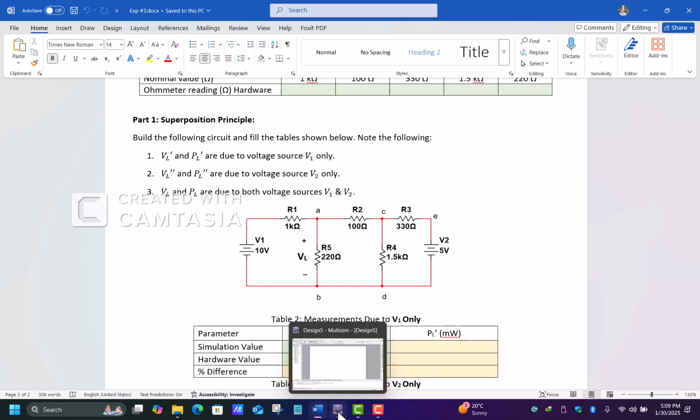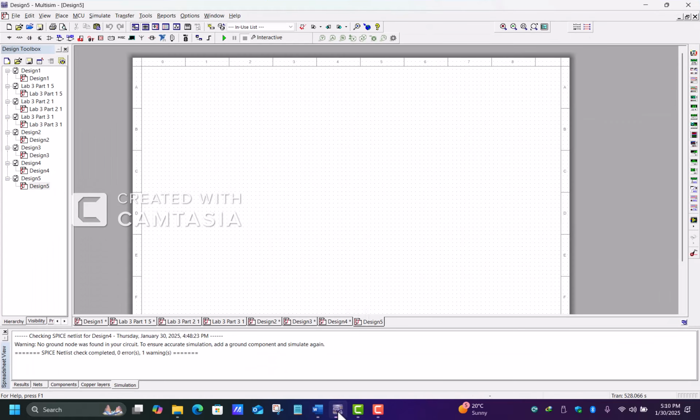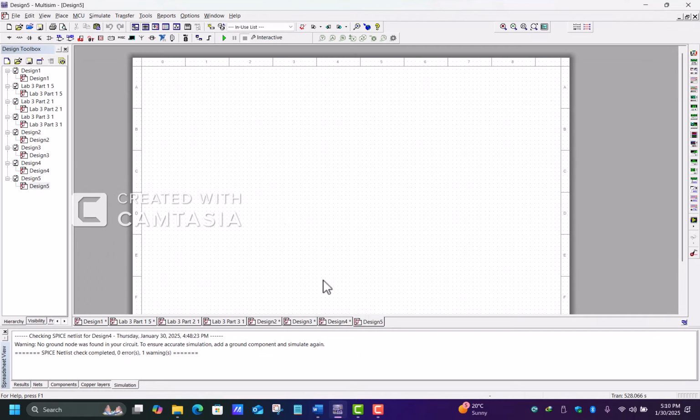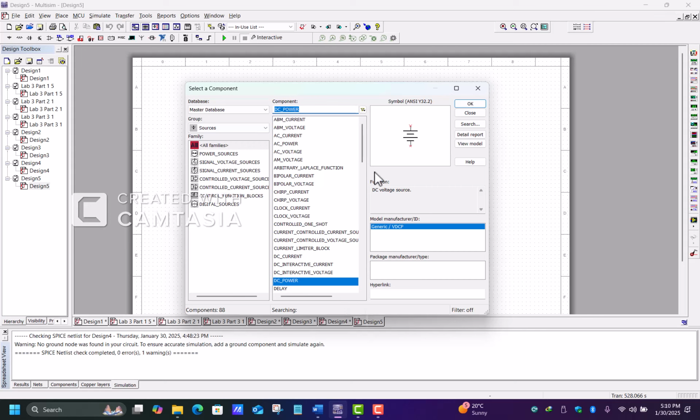Okay, let's get back to the software. So first we'll try to design this circuit here. This is our software interface, and first we'll try to use a voltage source here. So this is my voltage source.